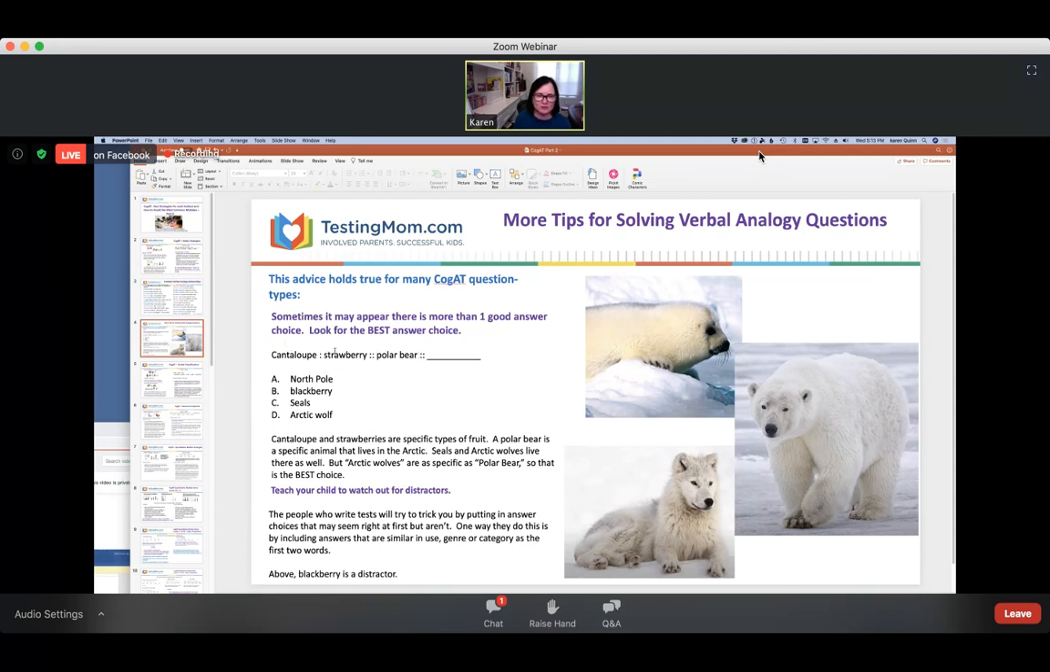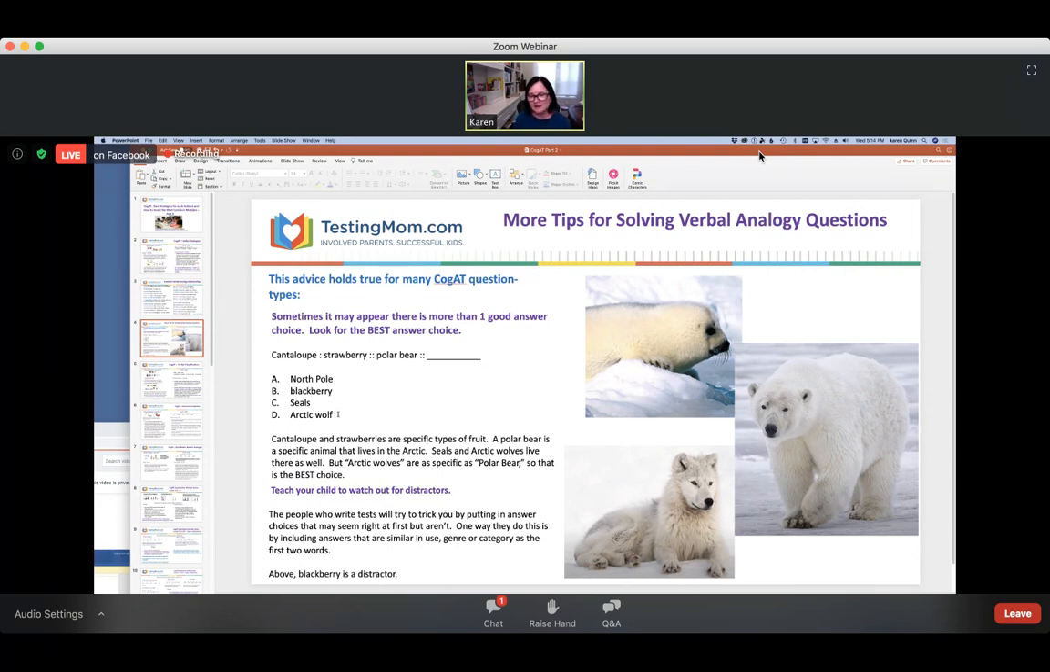But these are both different kinds of fruit. So what is similar with polar bears? We've got seals and we've got Arctic wolves. If we had another bear, then a bear would probably be the answer, but we don't. So we do have seals and Arctic wolves that both live in the Arctic. So one of those is going to be the answer.